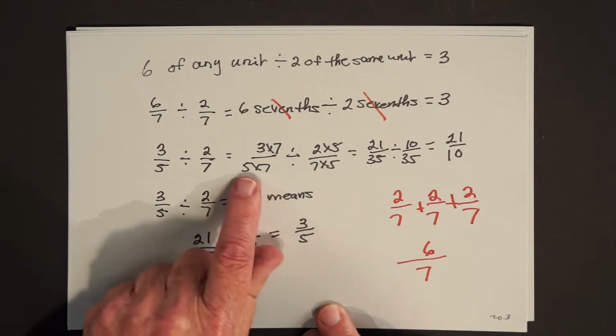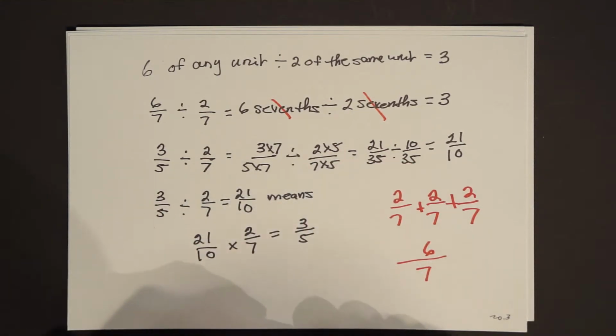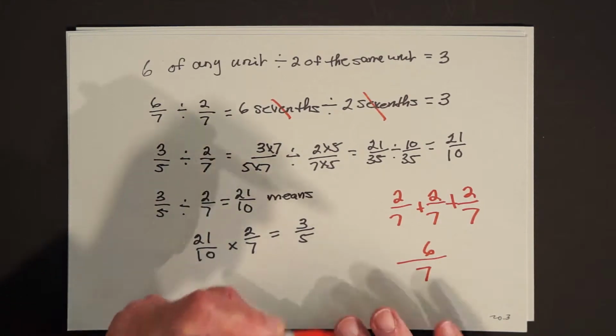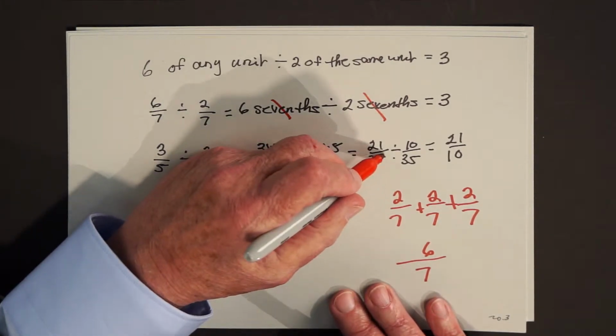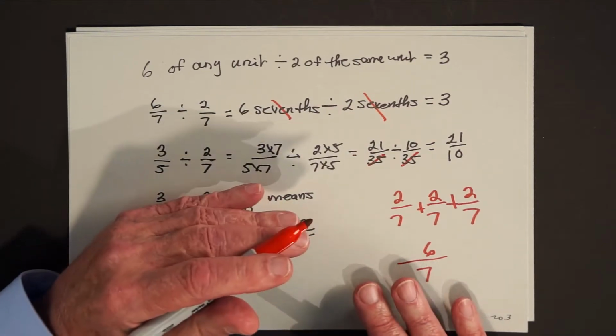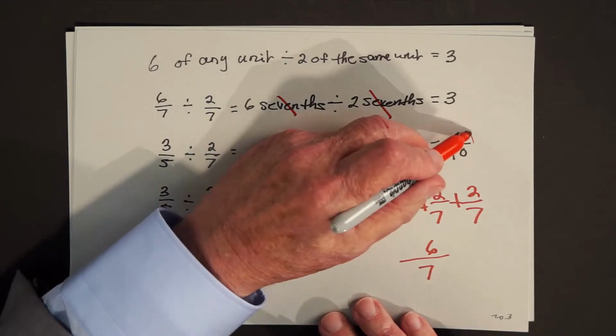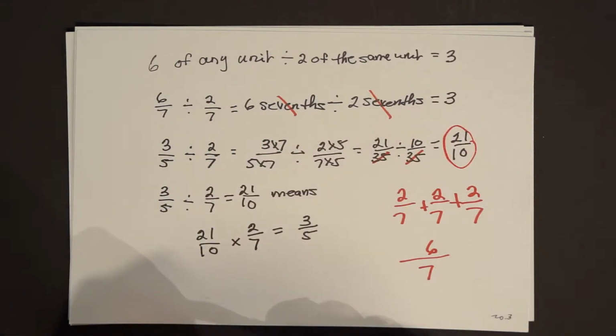And now the problem becomes what? 21/35 divided by 10/35. Now are the denominators the same? Yep. Therefore, can I cross them out, pretend they're not there? So the answer is what? The quotient of the two numerators, 21/10.